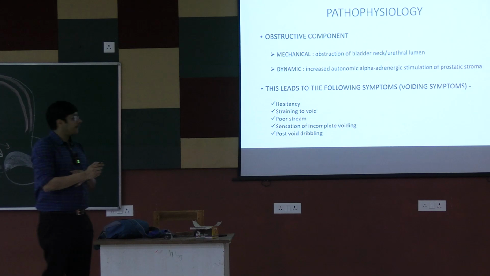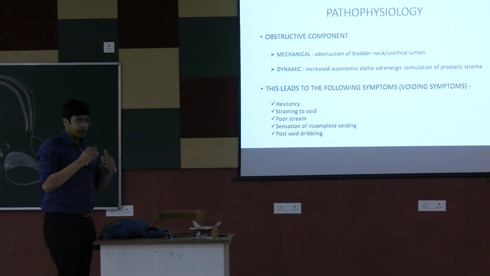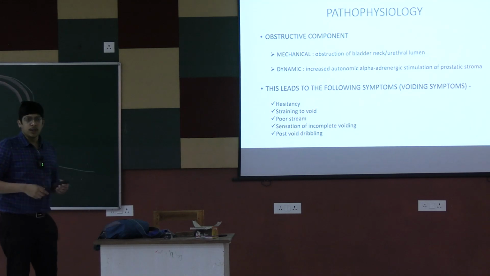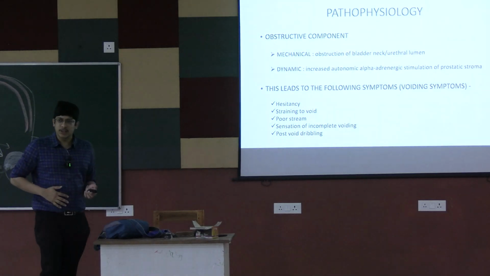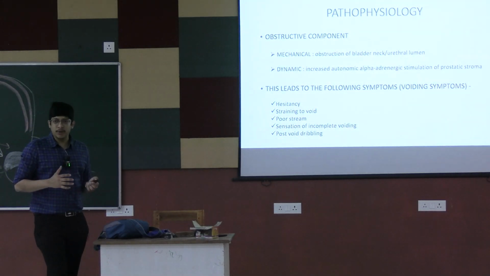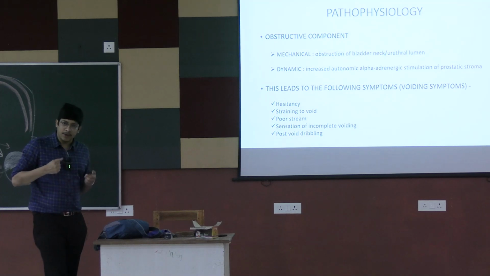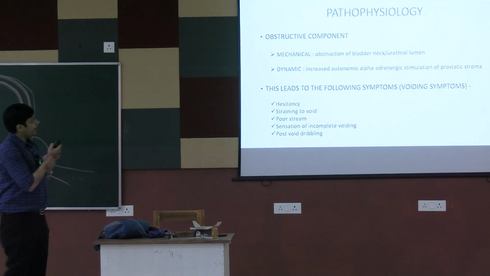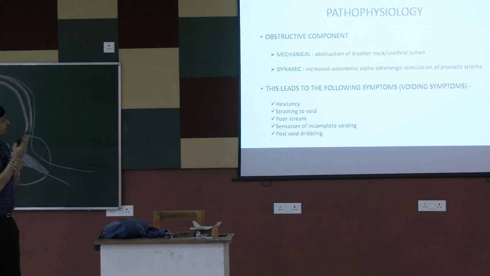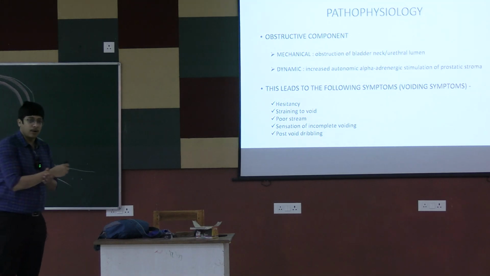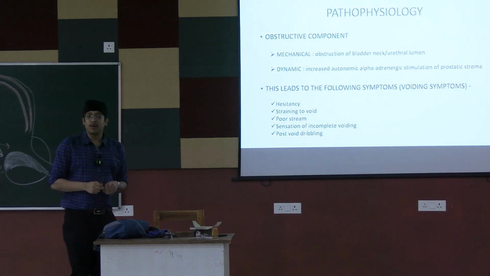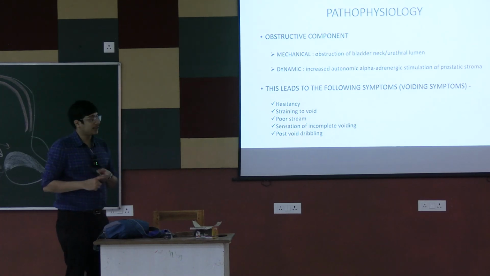What happens to that? So, this obstructive component, the patient complains that the flow of urine is narrow. The flow of urine is often associated with straining in the abdomen. The patient has to use abdominal pressure for effectively passing urine. Now, this feature has two components. One is a mechanical component, as I said, that is due to obstruction in the bladder neck or urethral lumen due to increase in the prostatic size.